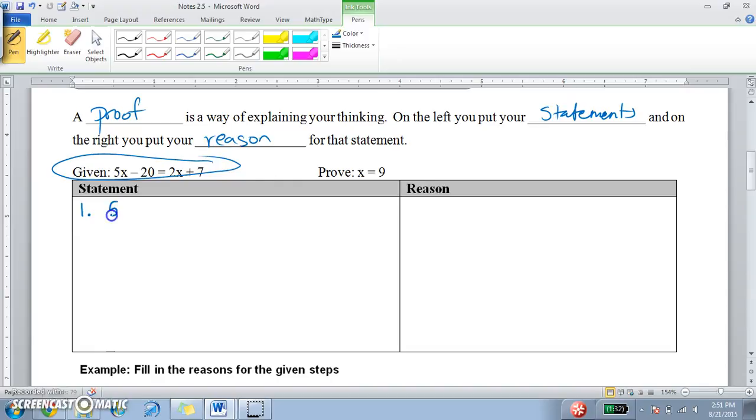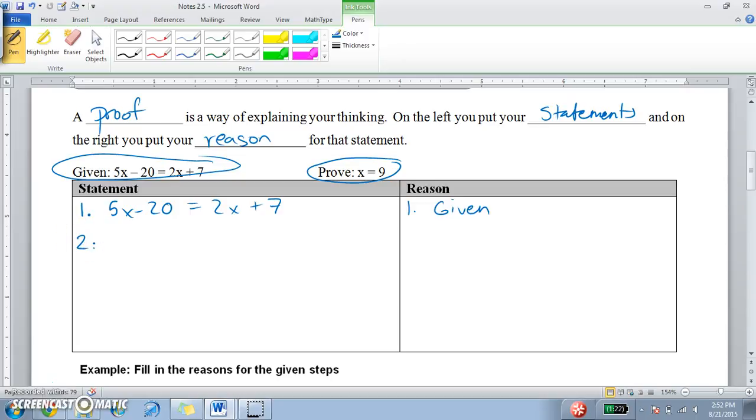So here my first statement is going to be 5x minus 20 equals 2x plus 7. And I'm trying to prove that x equals 9. So that's always going to be my last step. I'm going to put that as my last step. So my reason for my first step is that I was given that information. So I just write given.